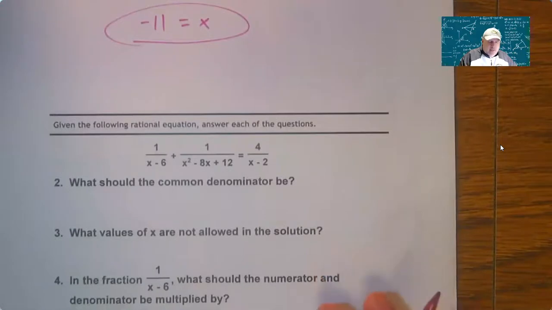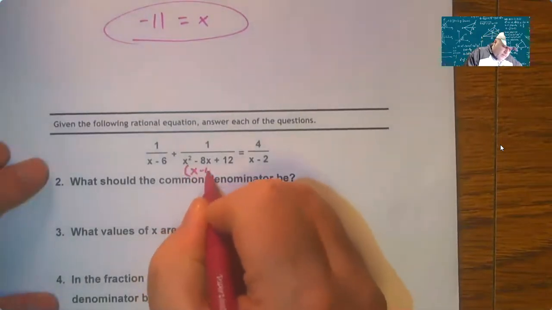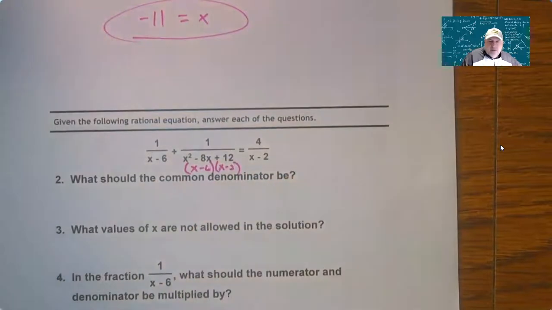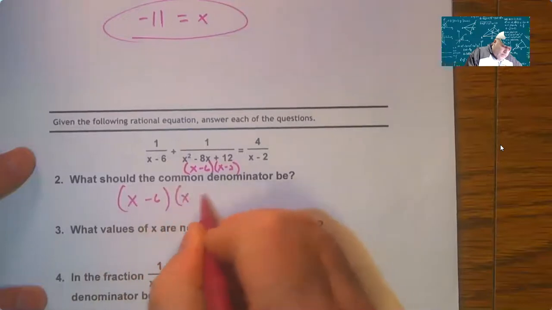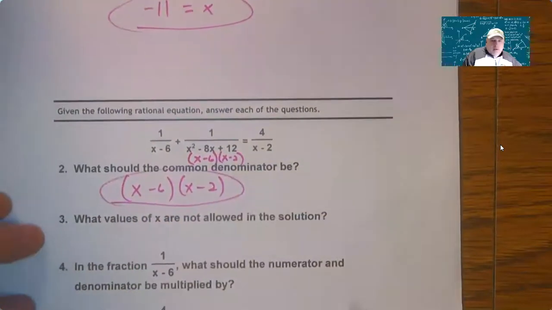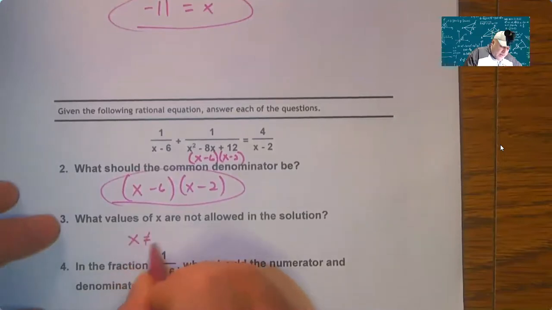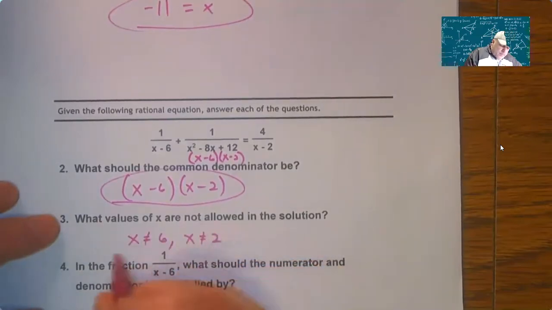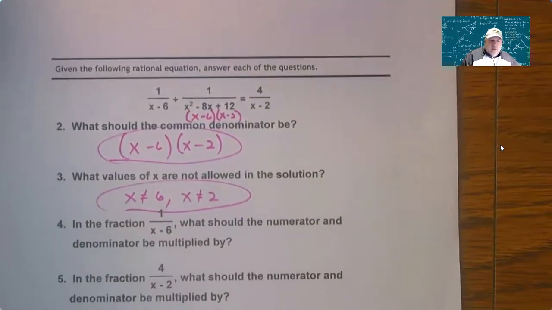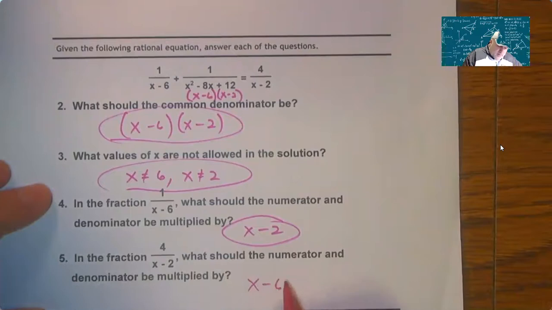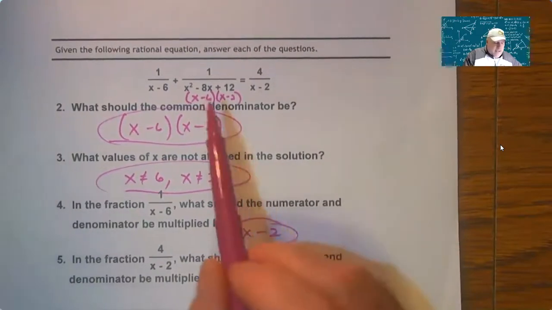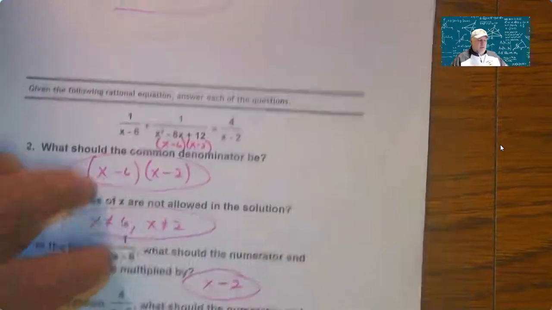All right, what should the common denominator be? When you factor it, it is x minus 6 times x minus 2. So that should be the common denominator. And so the values of x not allowed are whatever make those 0. That's kind of what you check for in the end if you were solving this. What should this be, so x minus 2, whatever it's missing. What should this be, x minus 6, whatever it's missing. So this all involves factoring that second piece correctly and then answering all the questions from there.